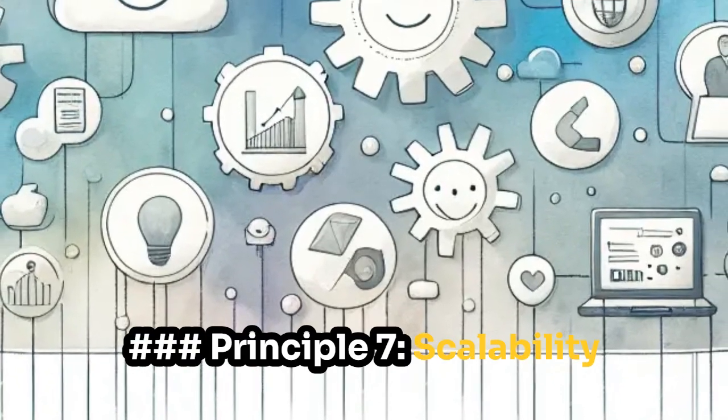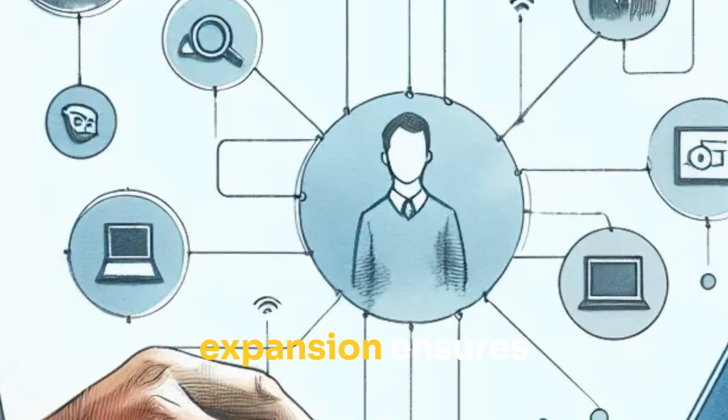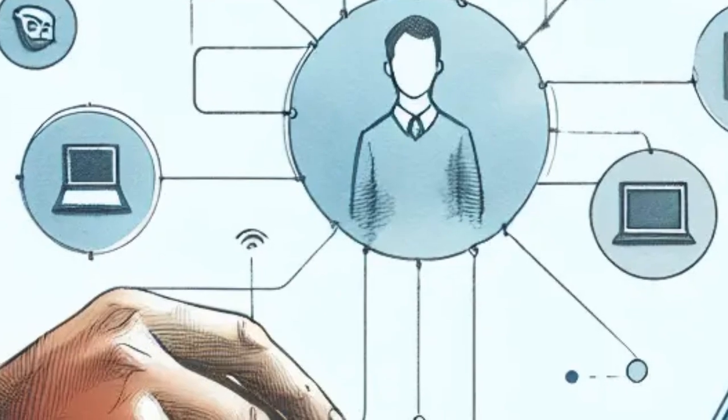Principle 7. Scalability and growth readiness. A well-designed organization evolves with its growth. Planning ahead for expansion ensures smoother transitions as teams and responsibilities grow.